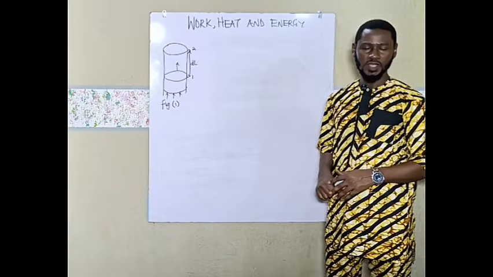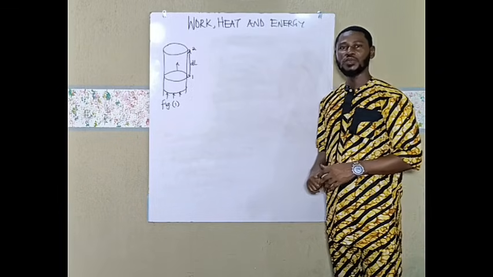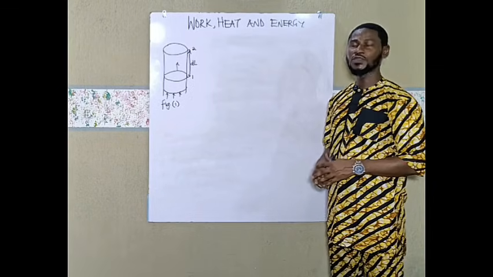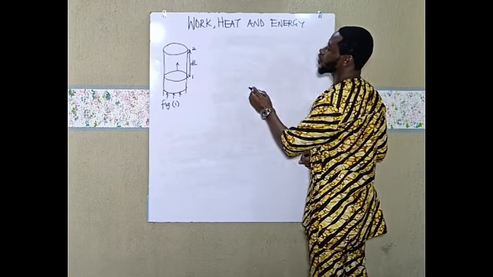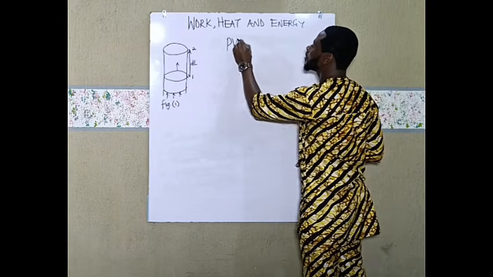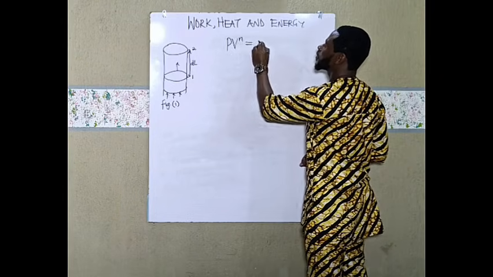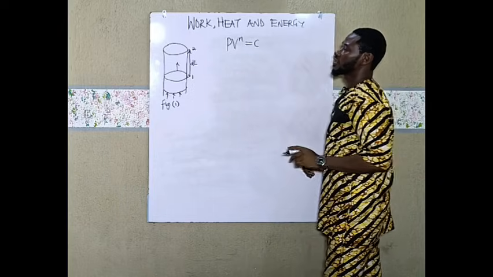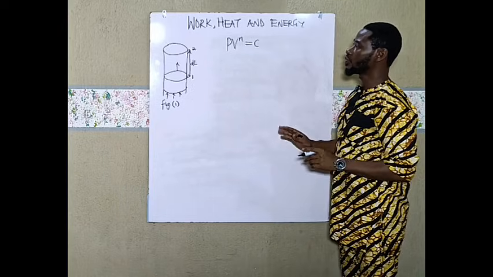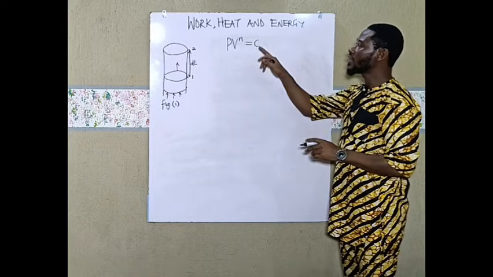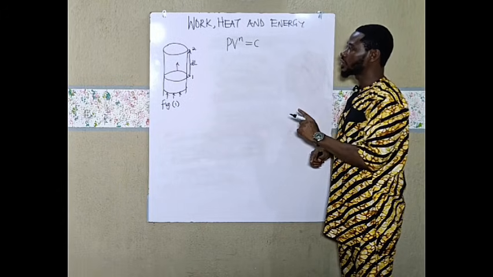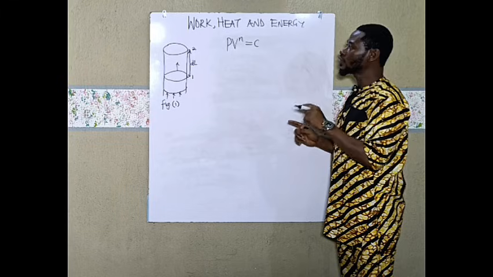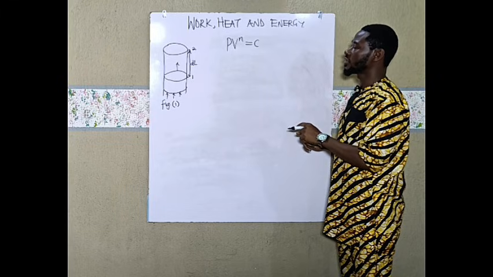Polytropic process. This is a general thermodynamic process that involves some special processes. Any expression that comes in the form of PV raised to the power of n equals C is known as a polytropic process, where n is defined as the polytropic index. Now, how do we determine the work done in this process?